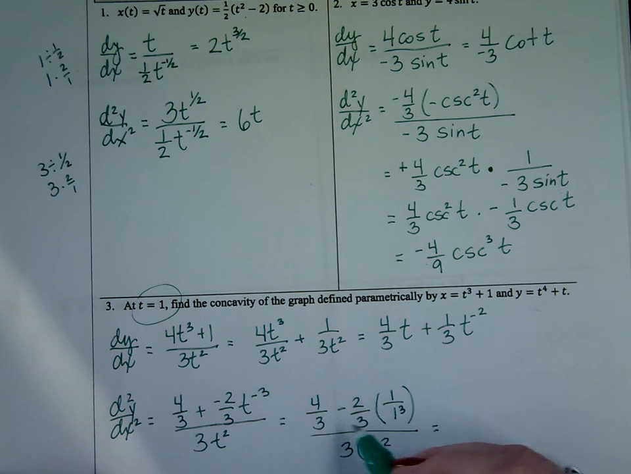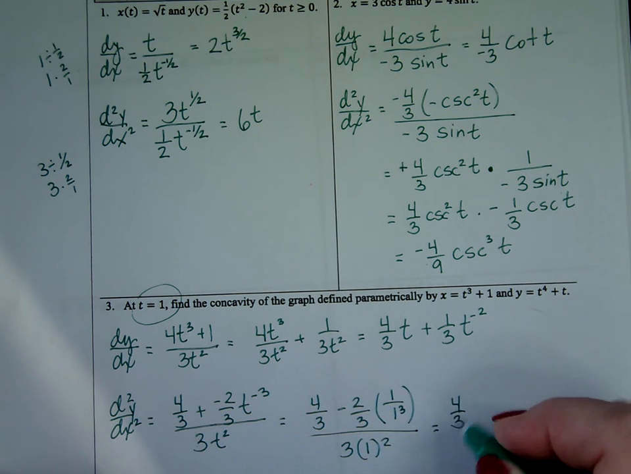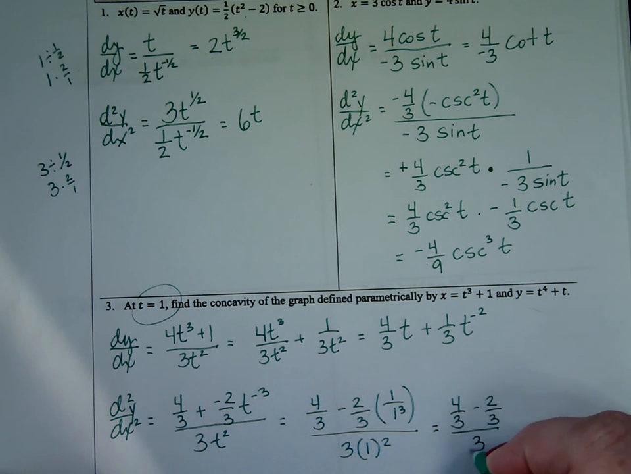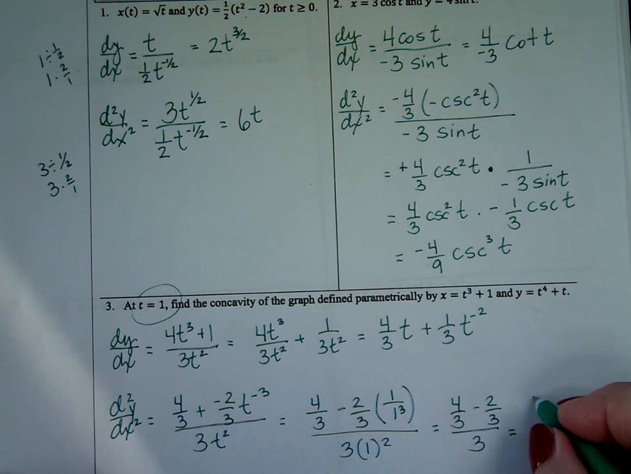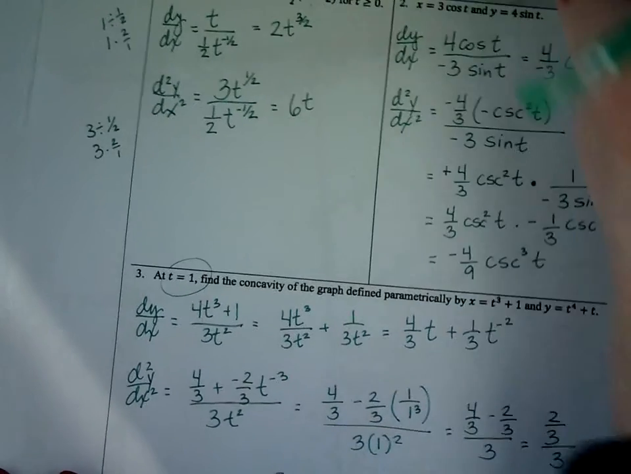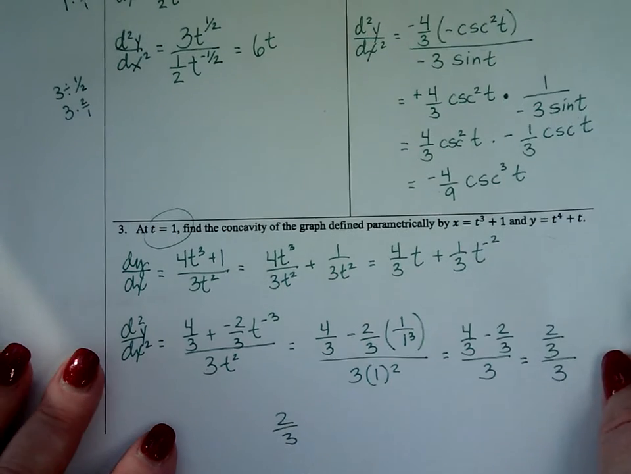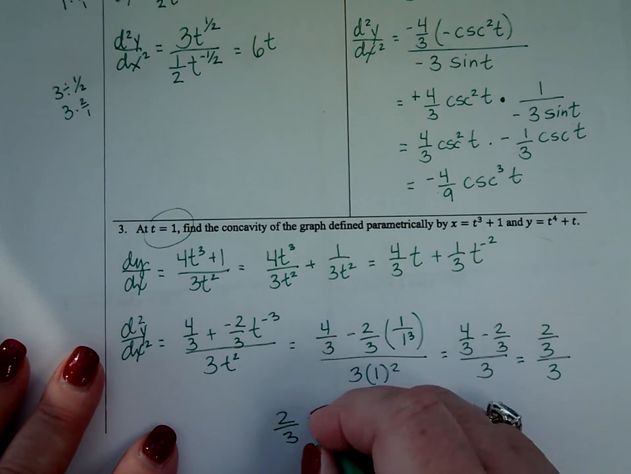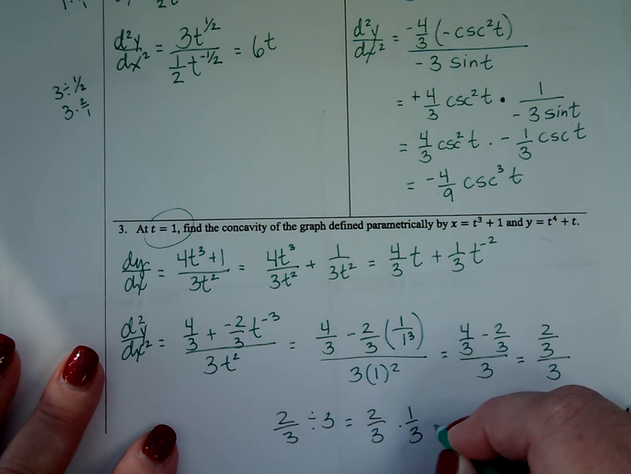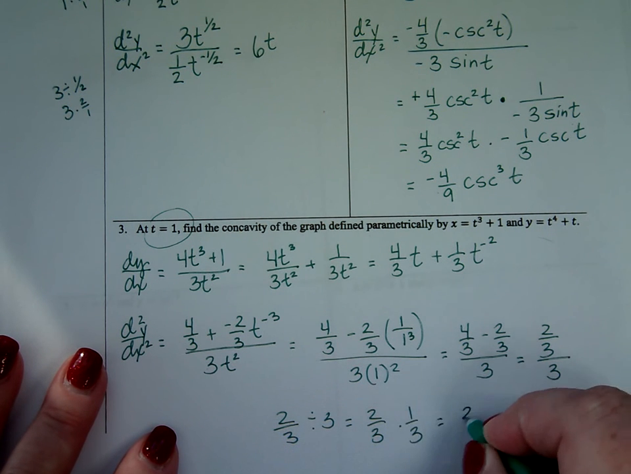I have 4/3 minus 2/3 over 3. 2/3, can you still see me now? I lost you. Hold on. Now I'm found. 2/3 divided by 3. I'm going to take you the long road. You can probably figure this out from here. 2/3 times 1 over 3, which means I get 2/9.